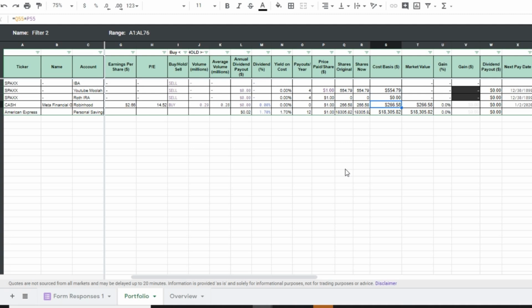And Robinhood, I have about $266 because I sold some positions in the Robinhood account, auxiliary positions I didn't really want to hold anymore, and some free shares that I had gotten from people signing up. So appreciate you guys continuing to use those. Then $18,000 in the personal savings accounts, that's where I hold the majority of my cash.